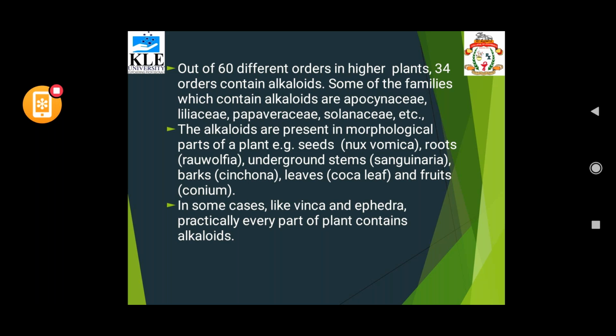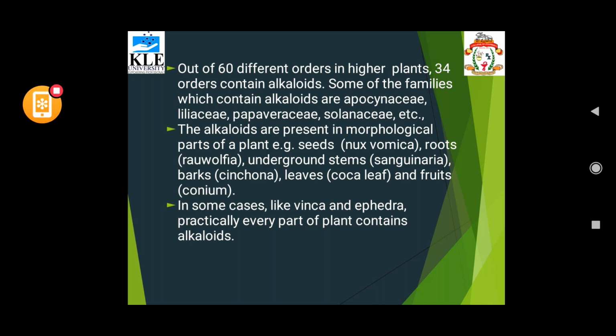Out of 60 different orders in higher plants, 34 orders contain alkaloids. That means more than half of the orders have alkaloids in them. And some of the families which contain alkaloids are Apocynaceae, Liliaceae, Papaveraceae, Solanaceae, and many others.